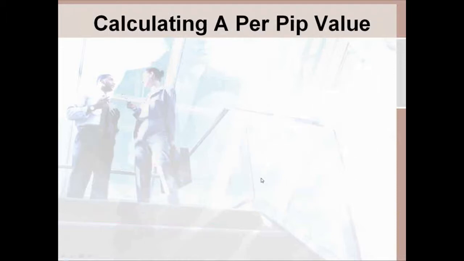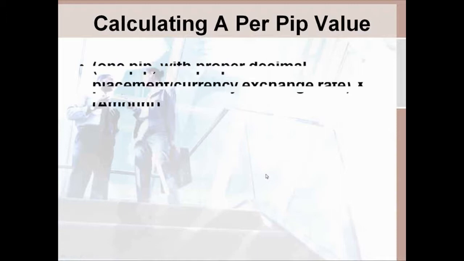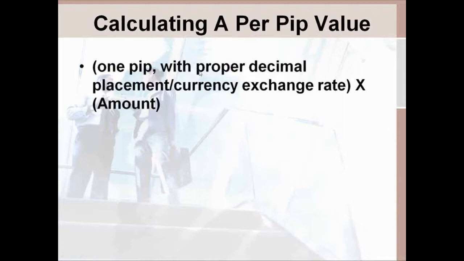So let's start by calculating a per pip value. This isn't hard to do. Calculating a per pip value, here's the formula you're going to need to do it. You need to divide 1 pip with proper decimal placement, divide by the currency exchange rate, and then multiply it by the amount that you're trading. And the amount that you're trading is usually going to be either 100,000 for a full lot or 10,000 for a mini lot.